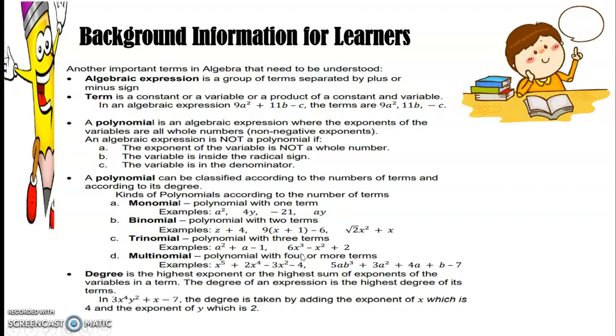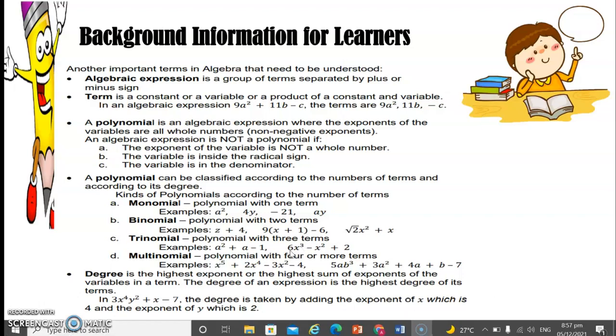And then we have 6x cubed, or 6x raised to 3, minus x squared plus 2. But the shorter term, since it's a 3 exponent, we read this as 6x cubed minus x squared plus 2. Okay? So, 3 terms because this is 1, 2, 3. So, these are separated by minus and plus sign.